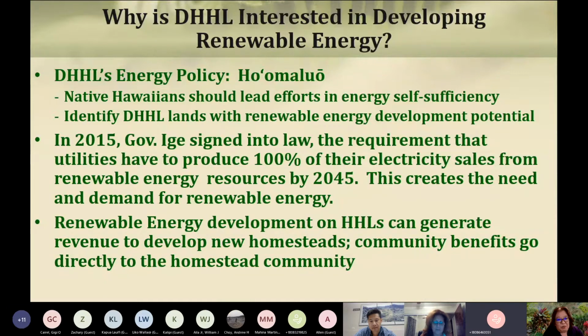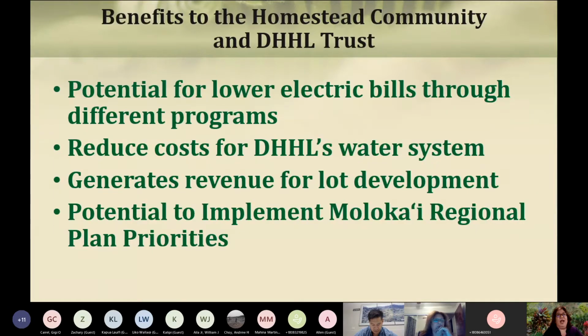The other thing is, renewable energy on Hawaiian homelands can generate revenue for us to develop new homesteads, but it also can generate community benefits that go directly to the homestead community that's nearby. So there's all kinds of ways that we can benefit from it, and why we're interested in it. So benefits for the homestead community and the DHHL trust, we could potentially lower our electric bills through various programs, applications.